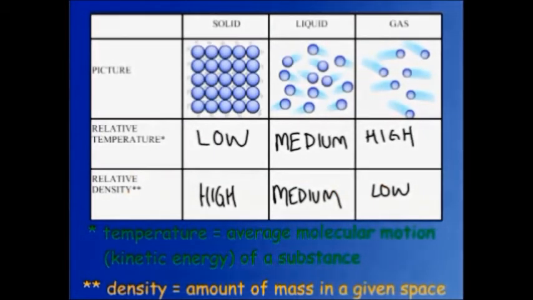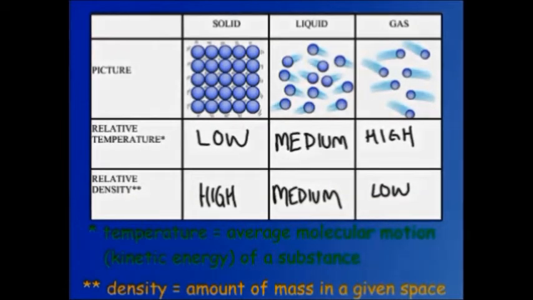This table is very important. It shows the relative temperature of each. So a solid has a low relative temperature and a gas has a high relative temperature. And then lastly, it shows the density, which is how closely packed those molecules are into a given space. And a solid has a high relative density, and a gas has a very low relative density.